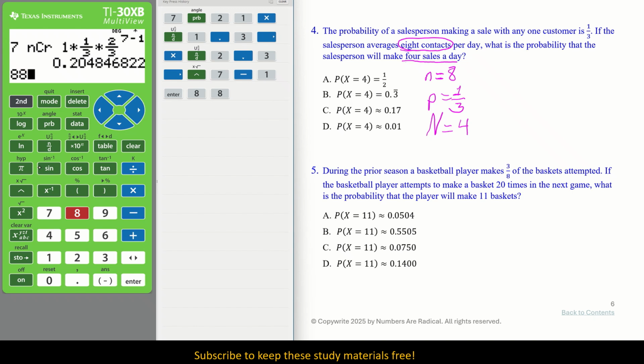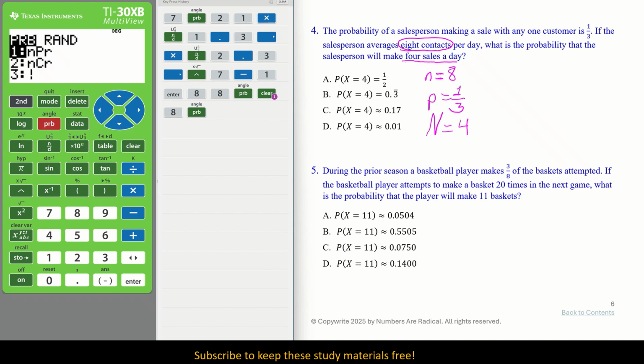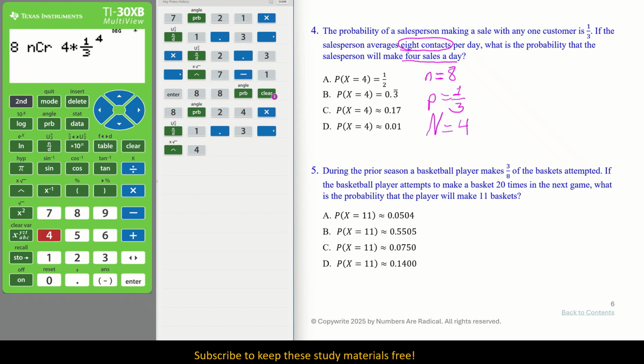So we need to put 8 first, then push, oops, let's go back to that. We'll clear everything out and try it again. 8 prob, number 2. Now we want 4 out of those 8. So we want 4 times, and our probability is 1/3 again. Now we need to put that to the power of 4. That's how many successes. A sale is a success. Now arrow over and multiply that by the non-success, so that would be 2/3 again.